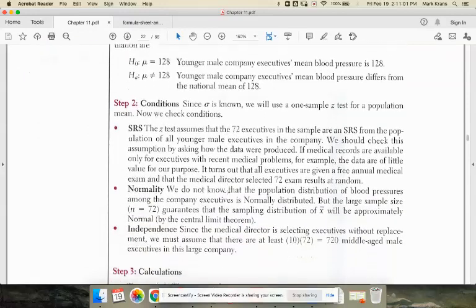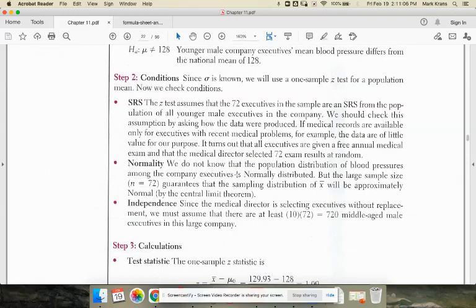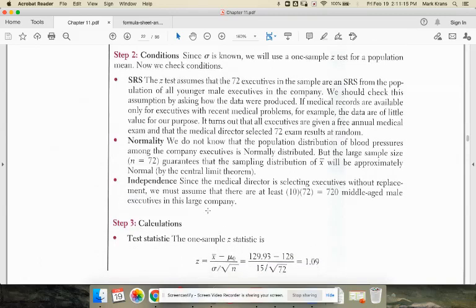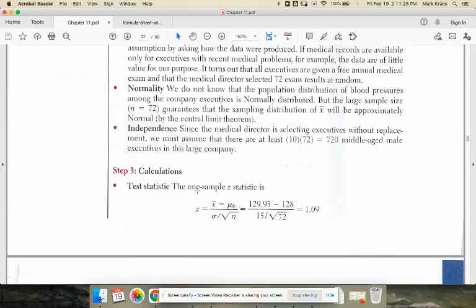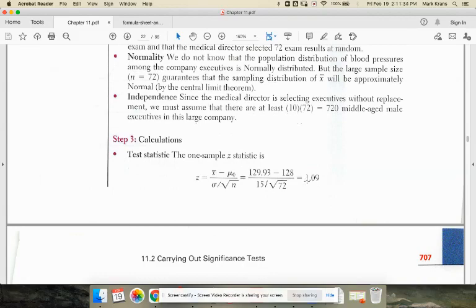And then the conditions, they talk about simple random sample. We do not know what the distribution was. Large sample size guarantees the sampling distribution will be approximately normal by the central limit theorem. And then independence, there's got to be at least 720 middle-aged male executives in the company. And we need to assume that. We don't know how many executives there are. So we'll just assume it so that we can go forward. And then the test statistic, there's my z, is x bar minus mu over 15 over square root of n. All right. And we get 1.09.